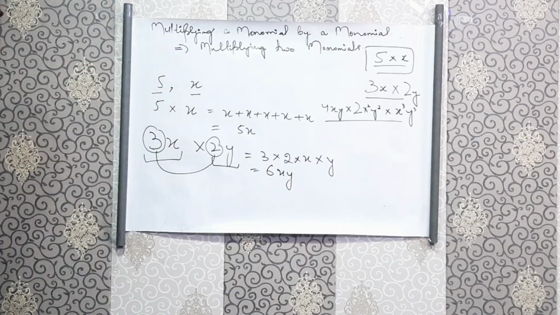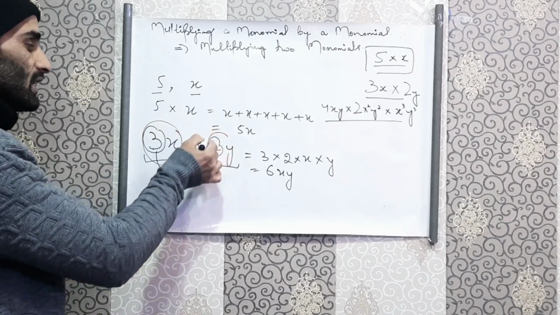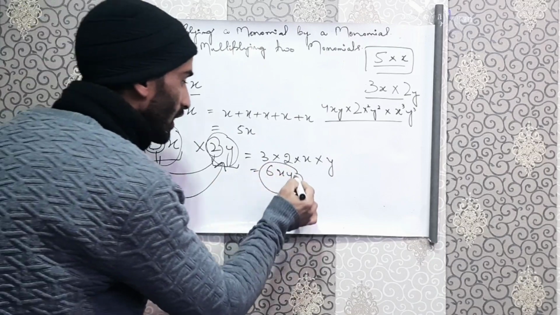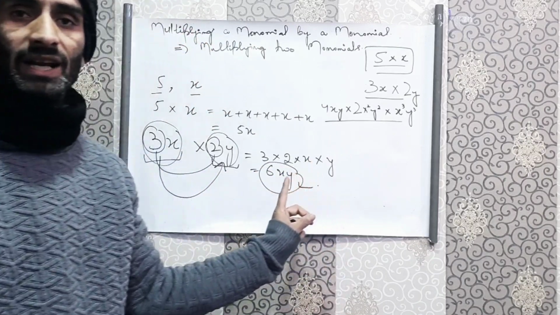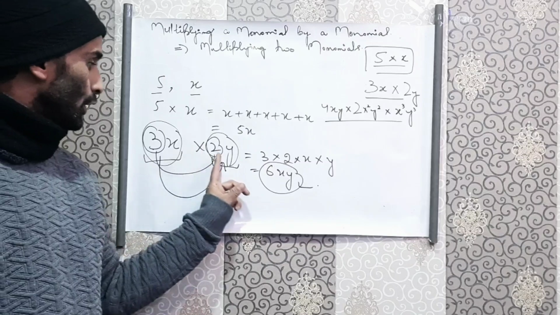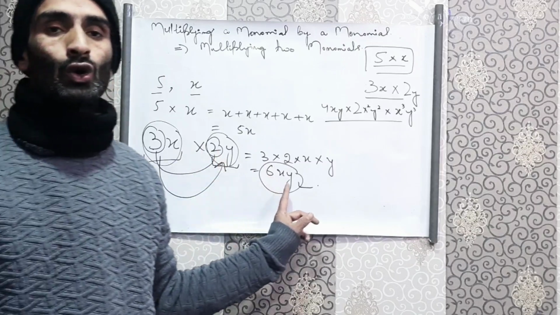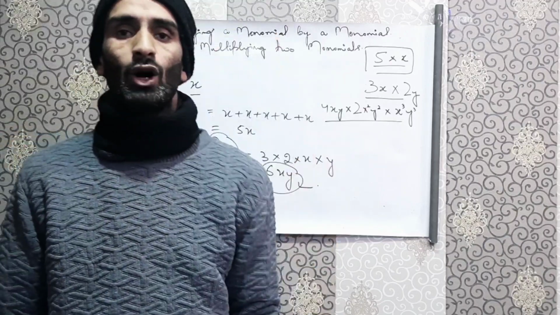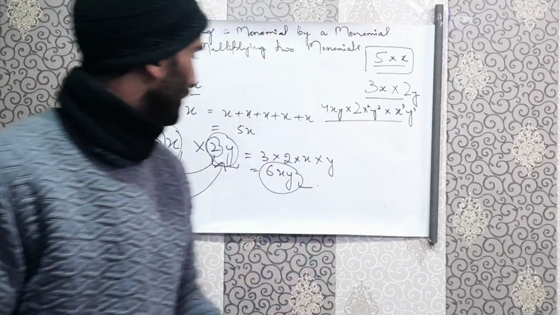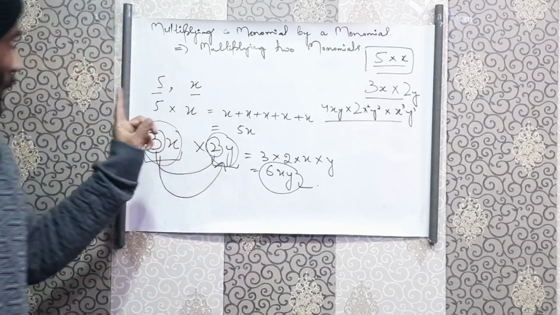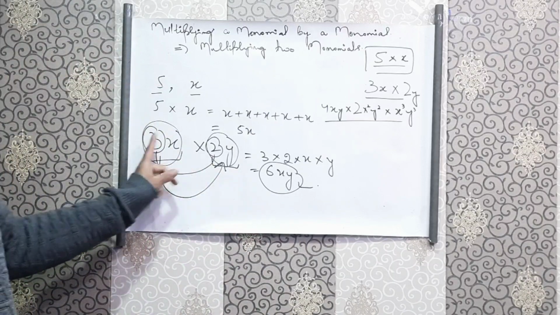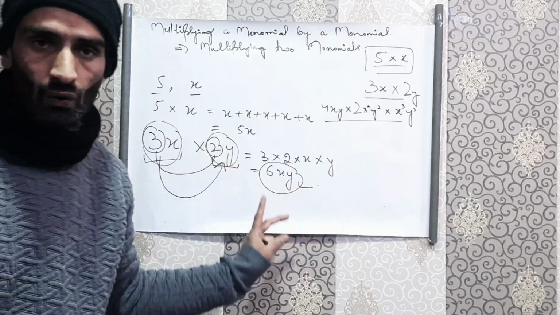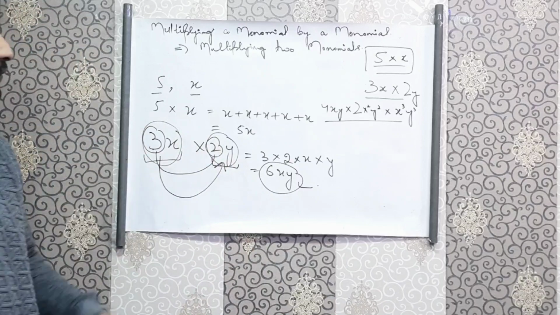One thing you have seen: this one is a monomial, this one is a monomial. Monomial multiplied by monomial, and our result is also a monomial. Clear, my dear? So monomial into monomial is equal to monomial. This means the product of two monomials is always a monomial. And one thing we have to keep in mind: we multiply coefficient with the coefficient, and variable with the variable, x into y. Clear?